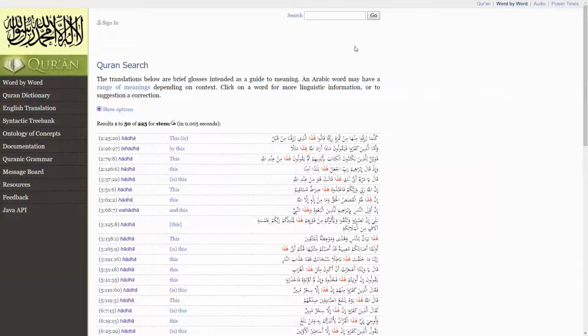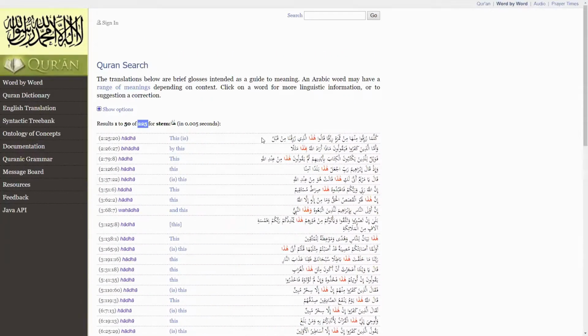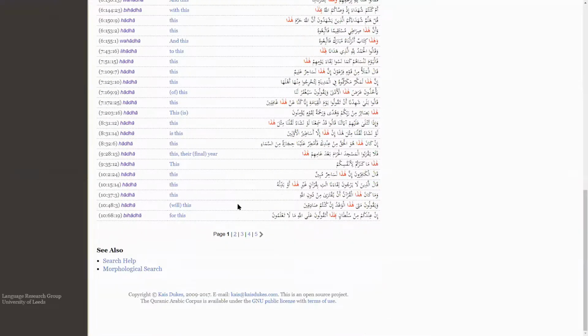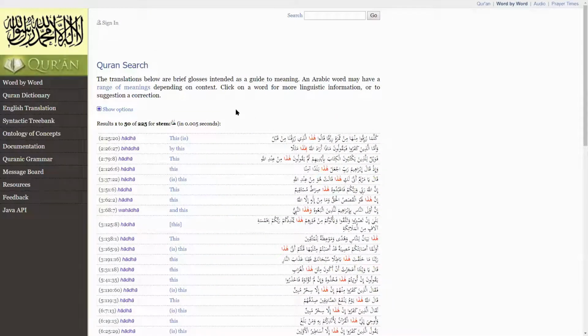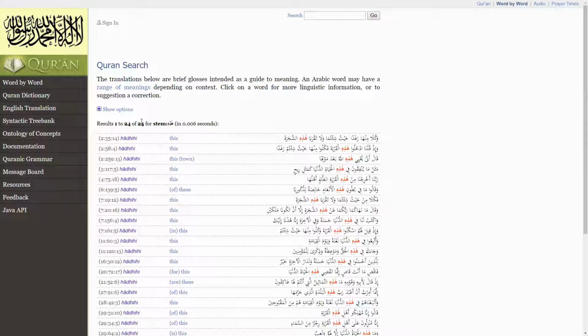And then hada comes 225 times. Hada is used for hada alladhi, hada, hada, 225 times in the Quran. We want to search for hazihi, right? So let's just type this and then select hadihi. Yeah, we have hadi here. This is the spelling they want. This is haza, this is hazi. It comes 24 times in the Quran. 24 times hadihi. So see, this is singular, right?